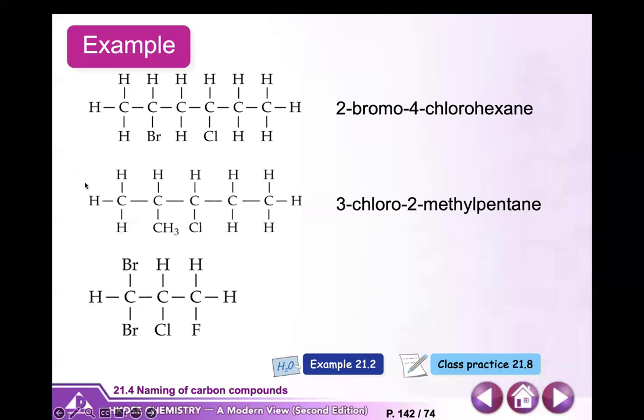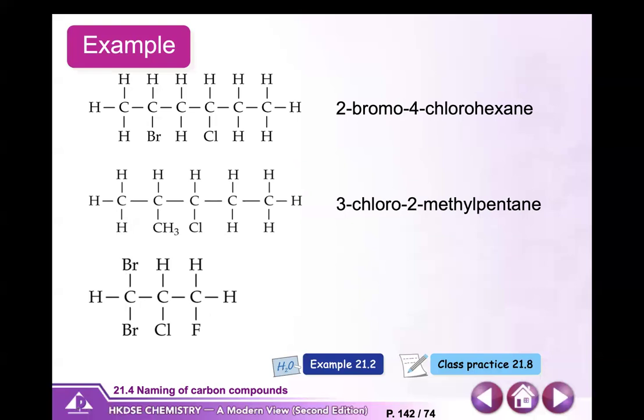For this one, we have 2 bromo groups, and then 1 chloro group, and then an F fluoro group. Don't forget, the bromo group should be assigned as 1. Although both bromo and fluoro are on the first carbon, we need to assign the one with the smallest alphabetical order. So Br will be assigned as the first carbon.